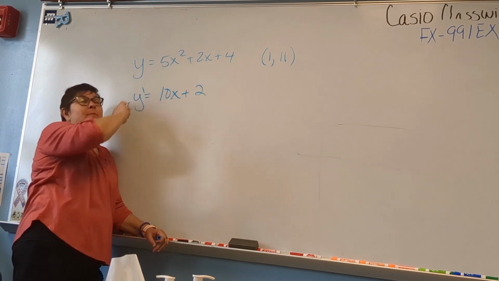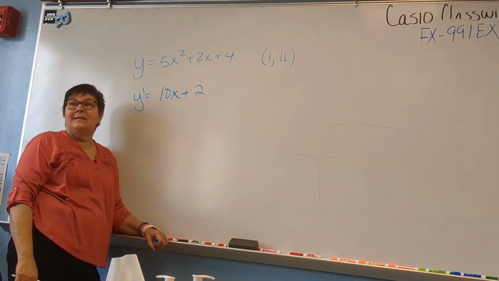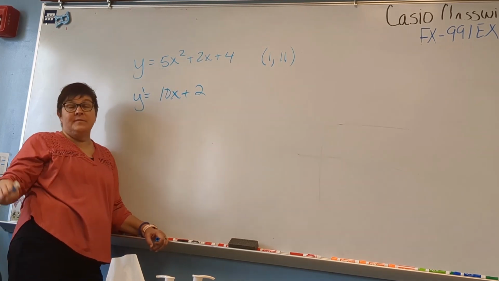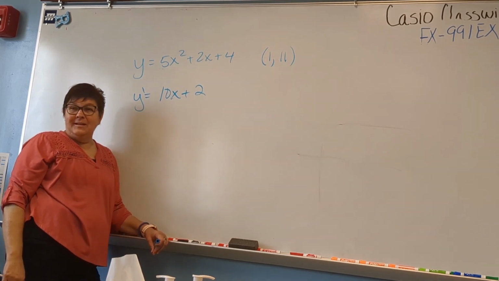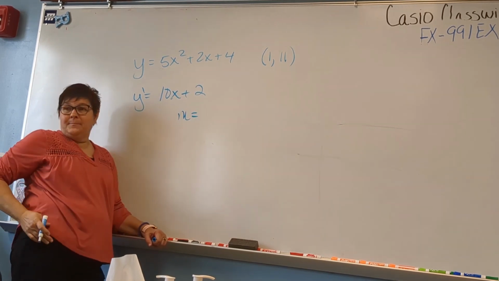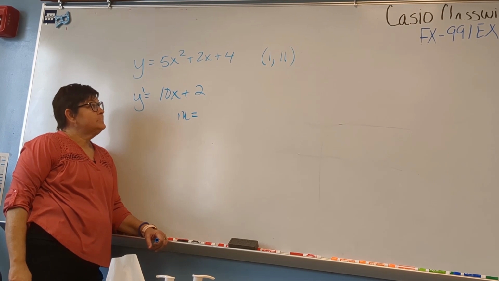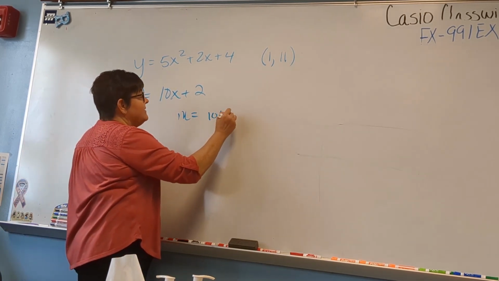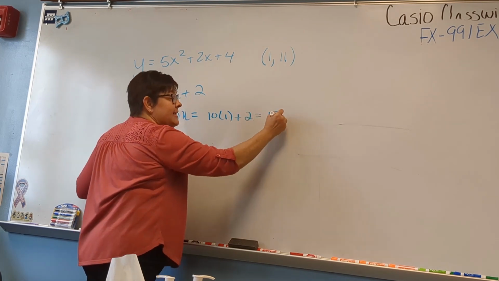Did you take the 2 down, multiply it by the 5, and say that's 10, x to the first? And then I know the x disappears, so it's just 2, and the 4 is 0. Are you guys cool with that? So now, what is the slope at that point? 12. How do you do it? Plug the x in. You take the x in, and you indeed get a 12.